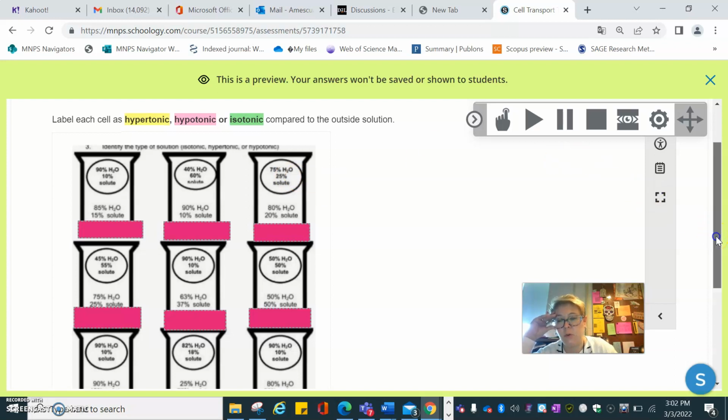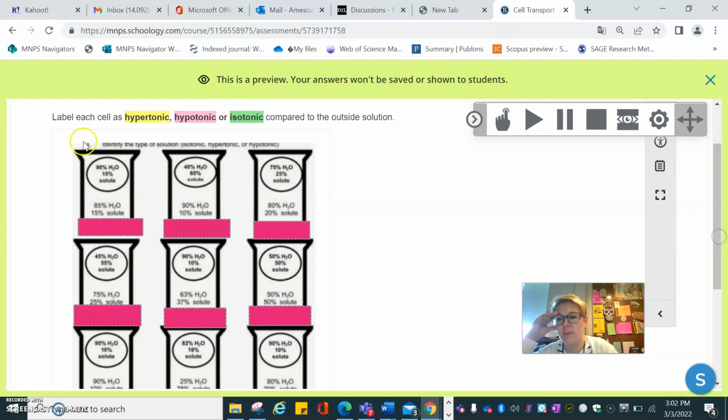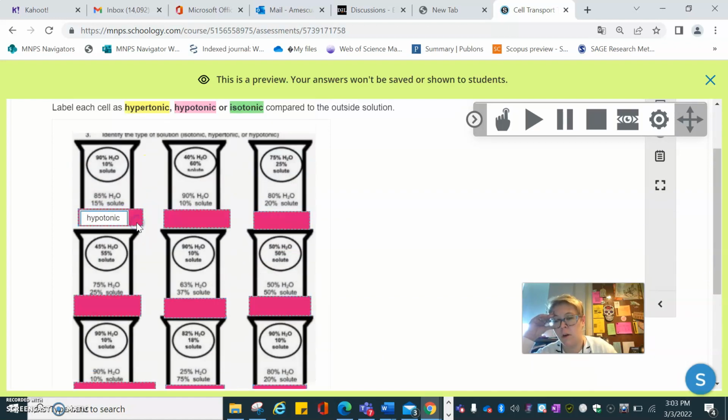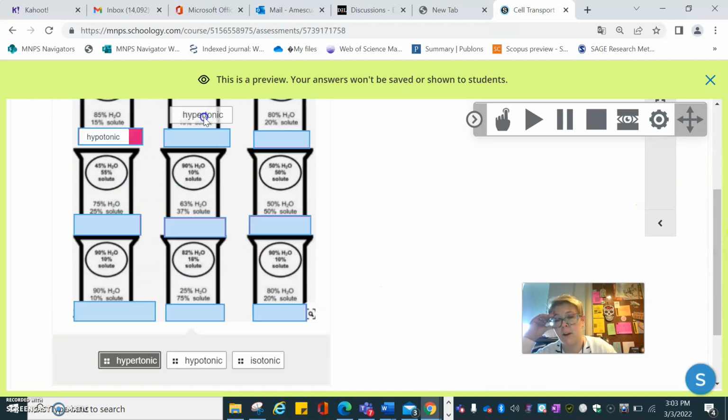So what you were supposed to do is decide whether each cell is hypertonic, hypotonic, or isotonic. In this one, 90% water inside, 85% outside, so this is hypotonic because there is more water in the cell. This one, you have 40% water in the cell, 90% water outside the cell. So there's more water outside, less inside. So this is hypertonic.